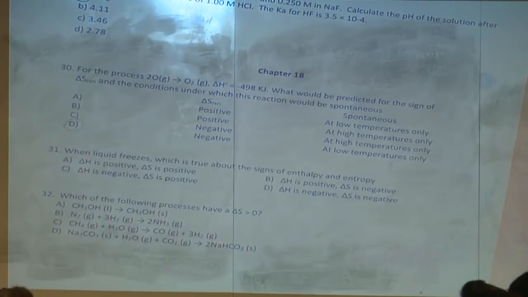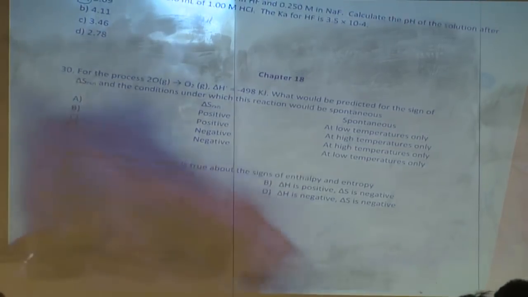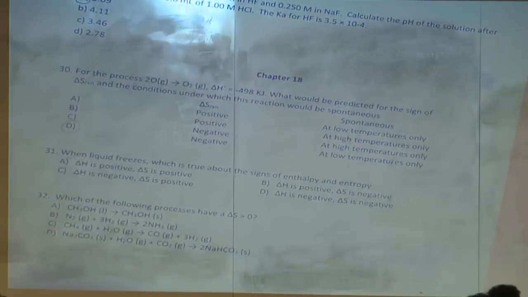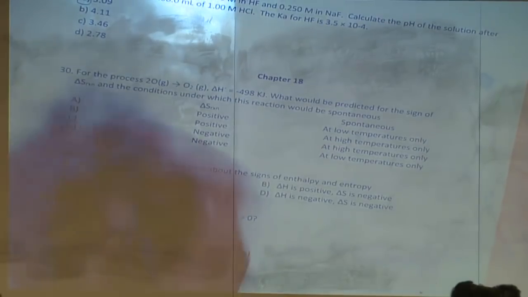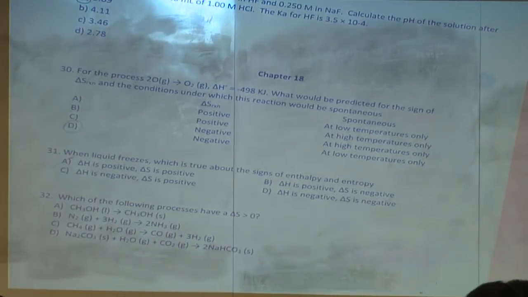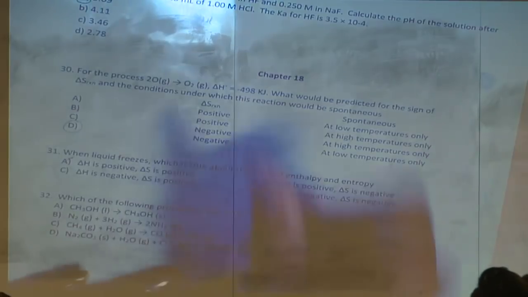Okay. Now 31 says when a liquid freezes, which is true about the signs of enthalpy and entropy. So when a liquid freezes, it's going to release heat, so delta H should be negative. I'm going to cross out A and B. And then when it turns from a liquid to a solid, the entropy should also be negative. So 31 is D.